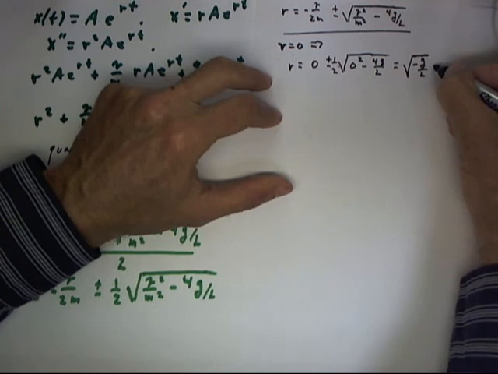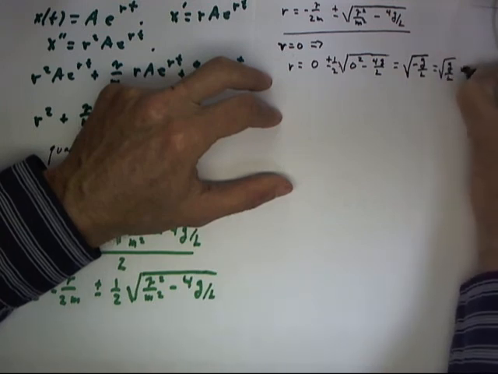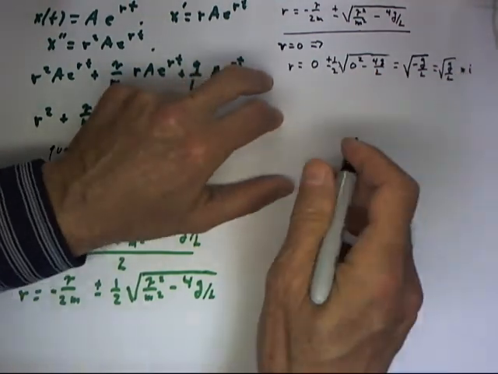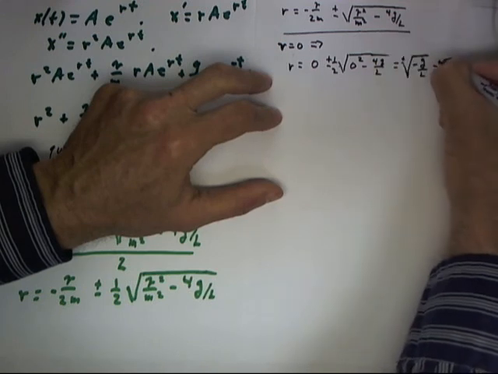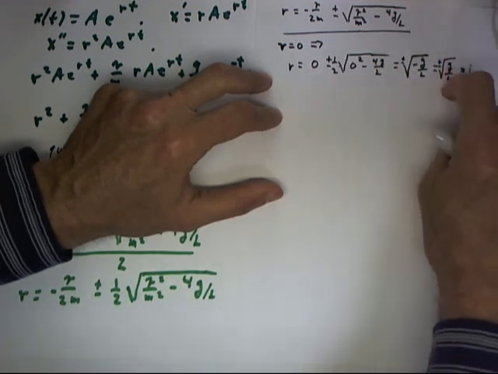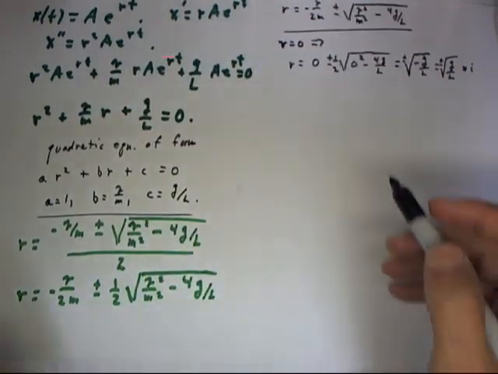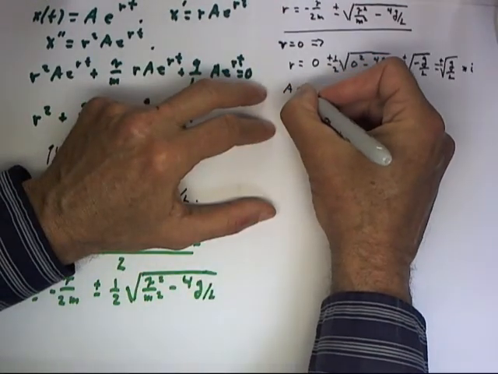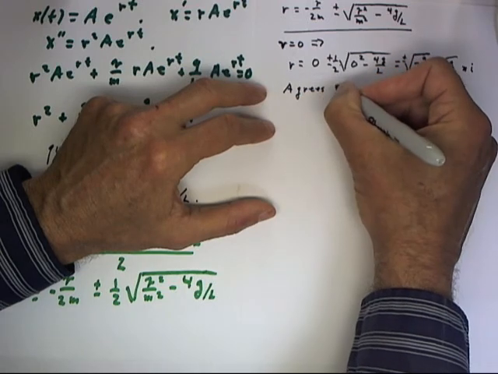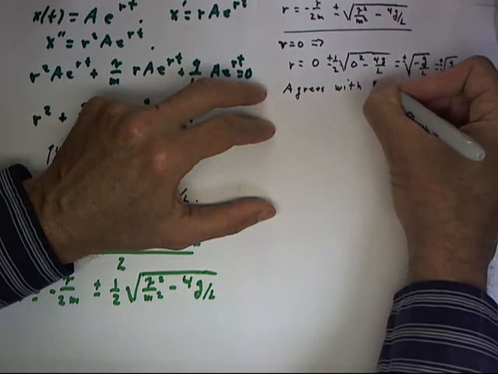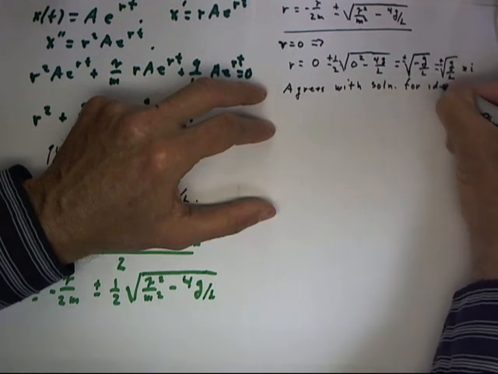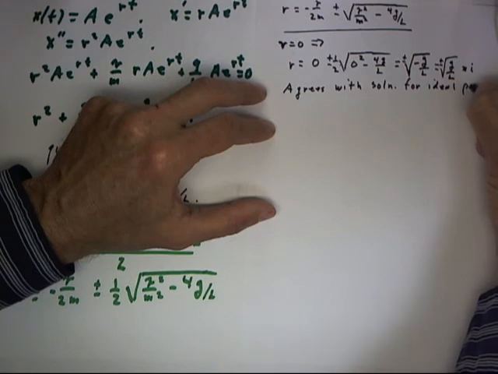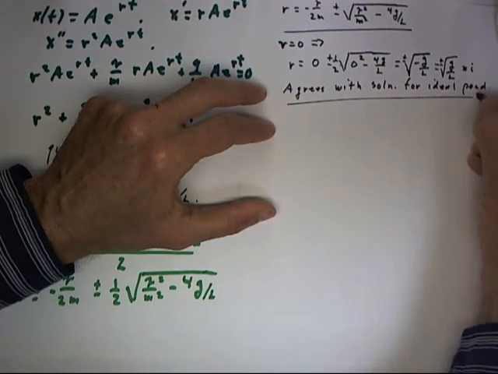You can worry about the algebra of that, and this is going to be plus or minus. We get plus or minus the square root of g over L times i. This agrees with the solutions we got for an ideal pendulum without any drag force.